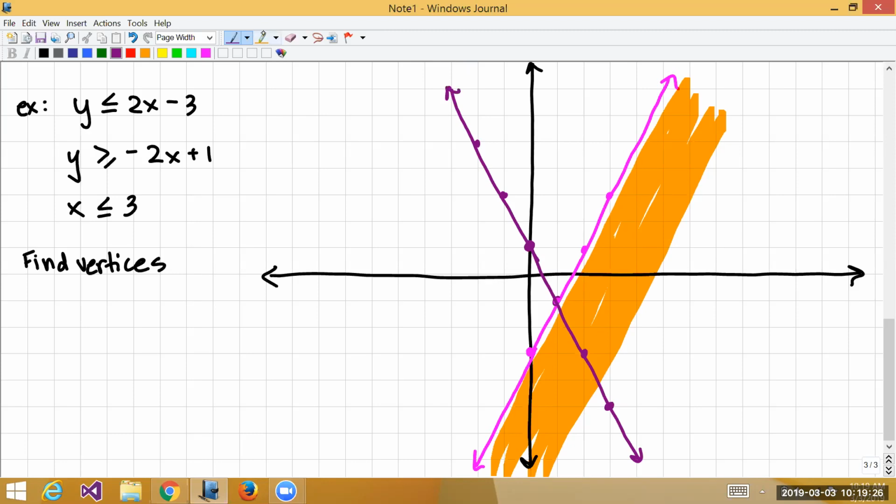And let's do our shading here. We want all the y values that are greater than the line. So here is basically our line and the y-axis. All the y values greater is this general region. So this general region falls in this area. So we'll go ahead and shade that region.